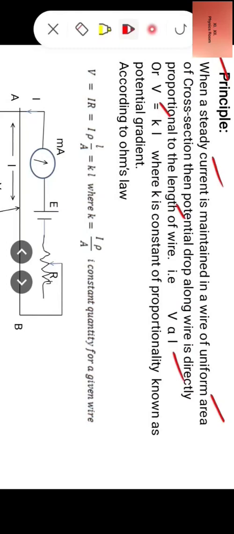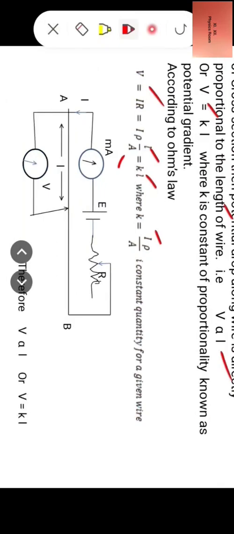Now what is the value of K? What is the expression of K, you can say? Let us try to understand. Now according to Ohm's law, we know V is equal to IR and R is equal to rho L by A. Therefore, we write V is equal to I into rho L by A, or we can write V is equal to KL, where K is equal to I rho by A and is constant quantity for a given wire, which we call it as potential gradient.